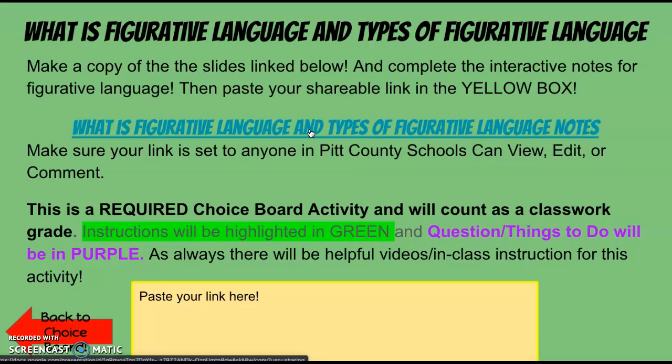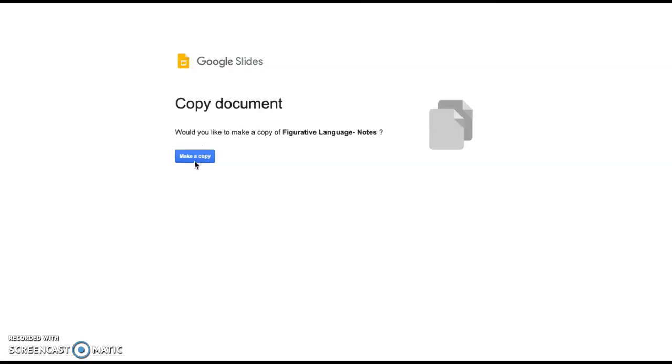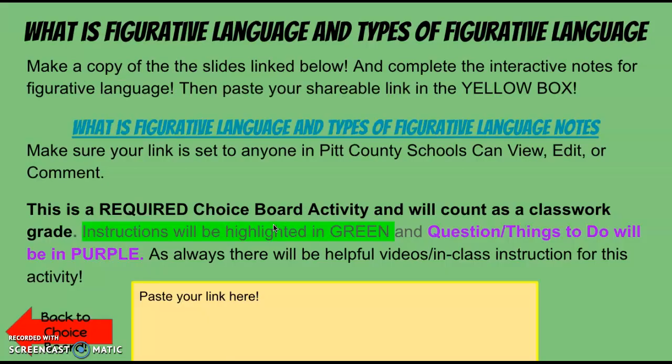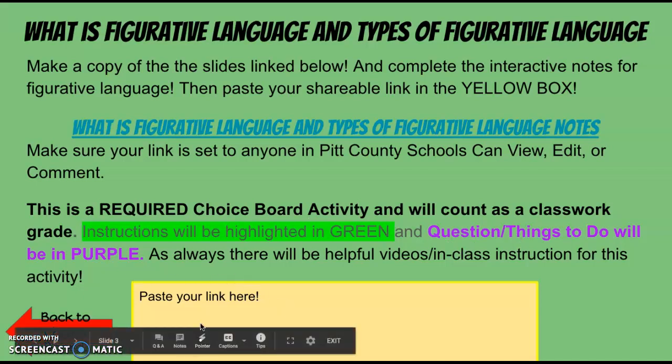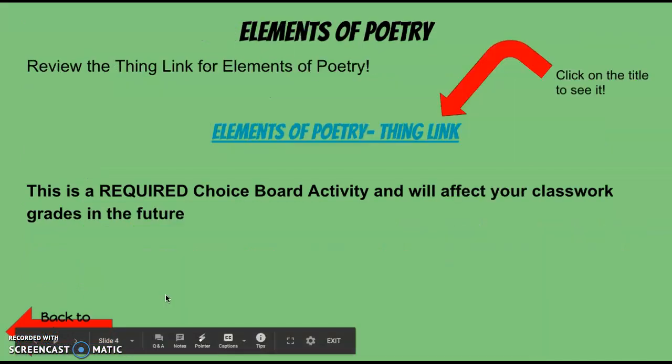It should force you to make a copy. Let's see if it doesn't. Beautiful. It should force you to make your own copy. And then, of course, it'll tell you that this is a required choice board activity and will count as a classwork grade. Instructions will be highlighted in green and questions will be in purple, just like pretty much everything I format for you.